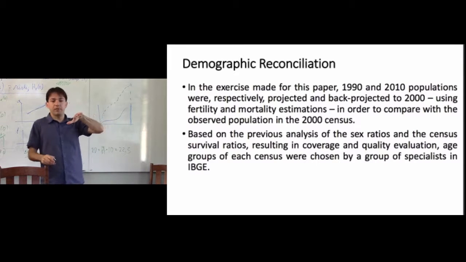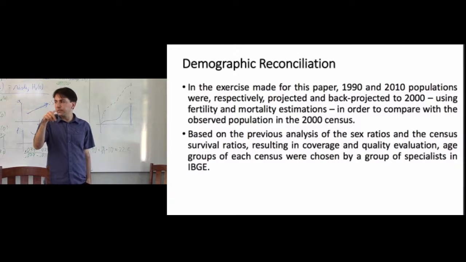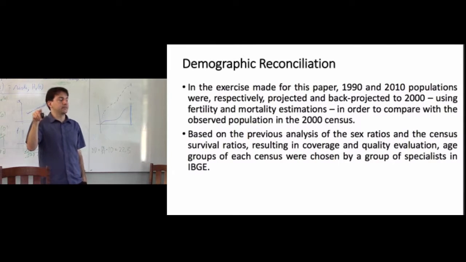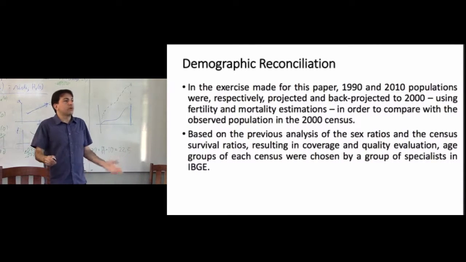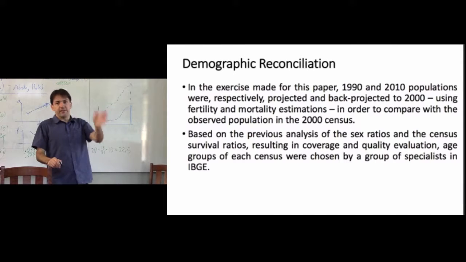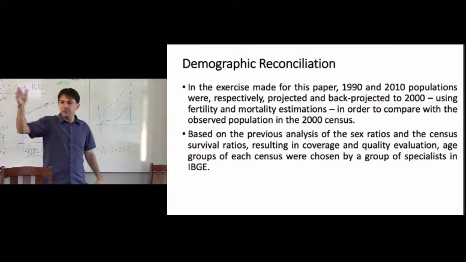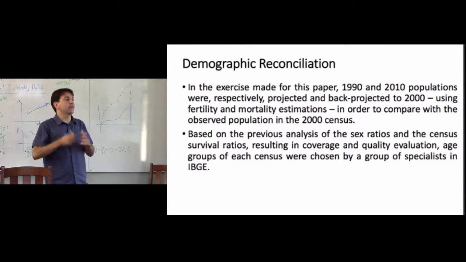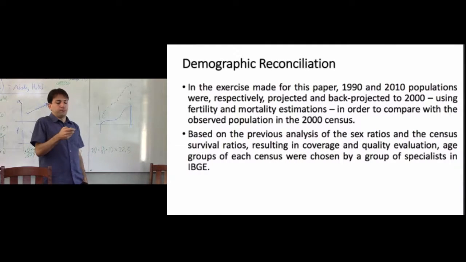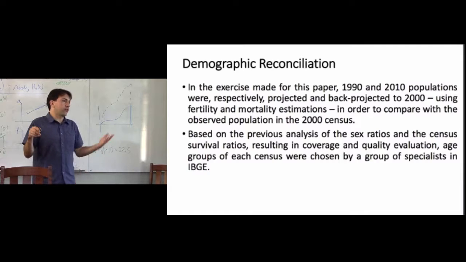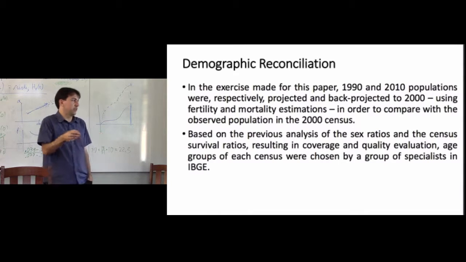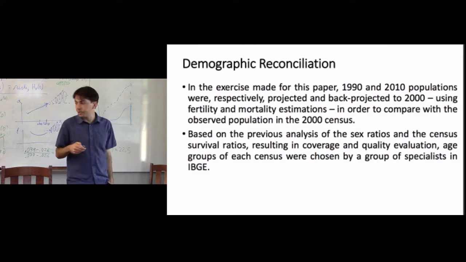We can estimate the male population by multiplying the female population times the inverse of the sex ratio. So that's basically what we did, and then we have a matrix with six different values for each age group. Then, based on their previous analysis, we discussed which would be the most reliable age groups to use, with a group of specialists from IBGE, the Brazilian Institute of Geography and Statistics, which is the institution responsible for making these population projections.